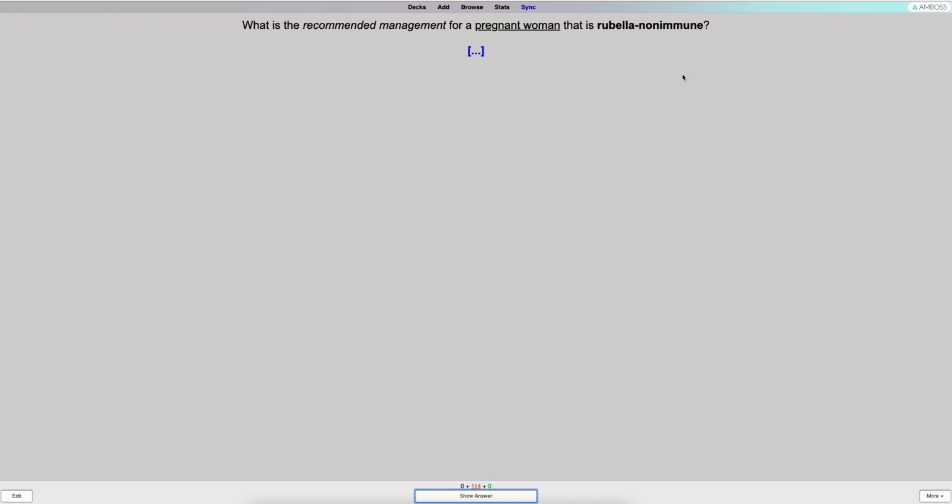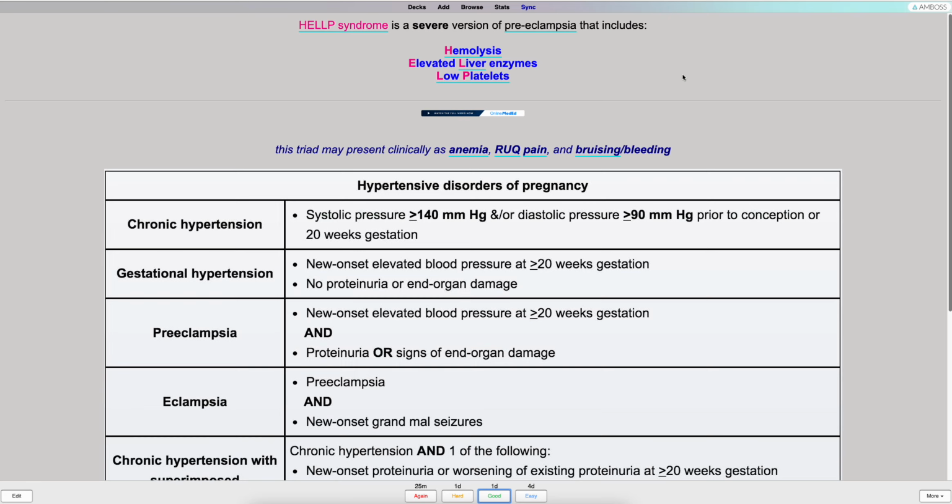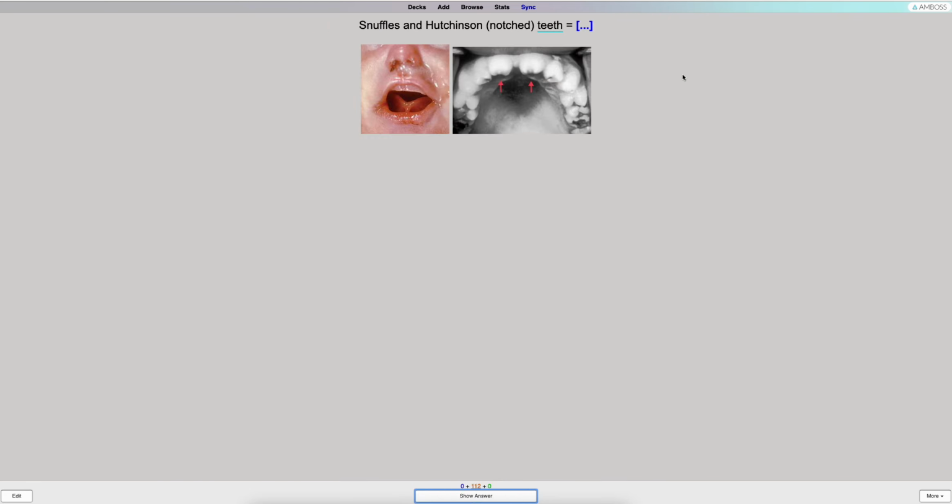Management of pregnant women that are rubella non-immune: give the MMR vaccine postpartum. HELLP syndrome has a triad of symptoms that includes elevated liver enzymes, low platelets, and hemolysis. Hydrops is a sign of congenital syphilis.